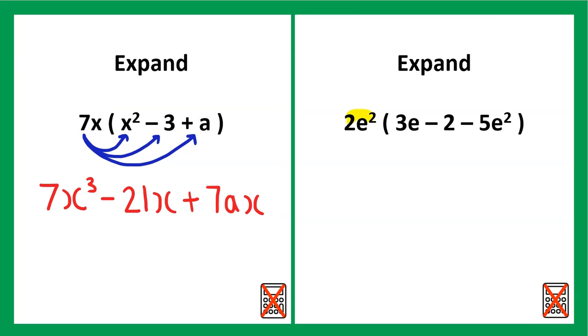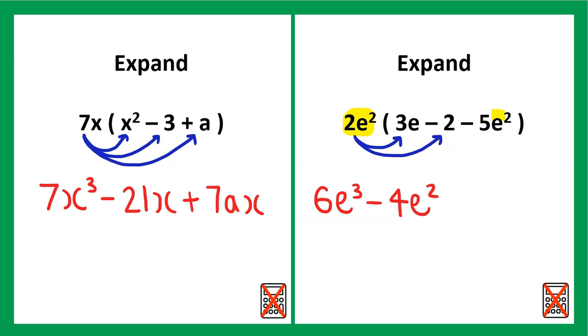On to the second, 2e squared outside the bracket, and the first term is 3e. 2 times 3 is 6, and e squared times e is e to the power of 3. Multiplying 2e squared by our second term, which is 2, we're separated by a subtraction, and that would give us 2 times 2 is 4, lots of e squared.